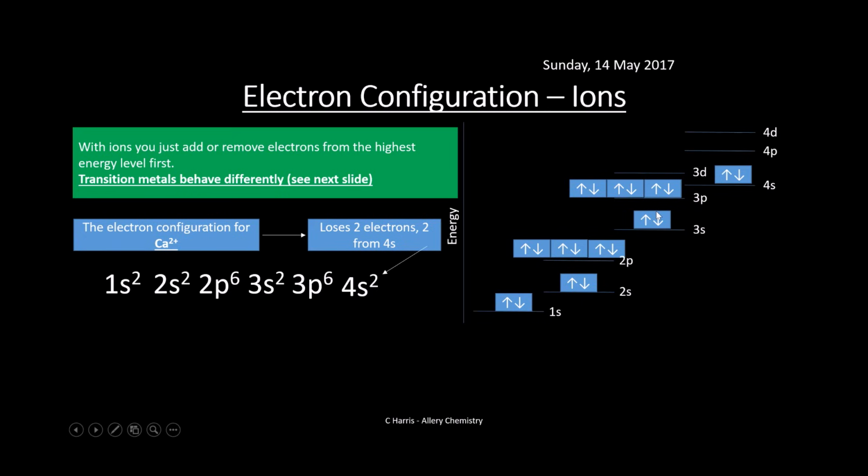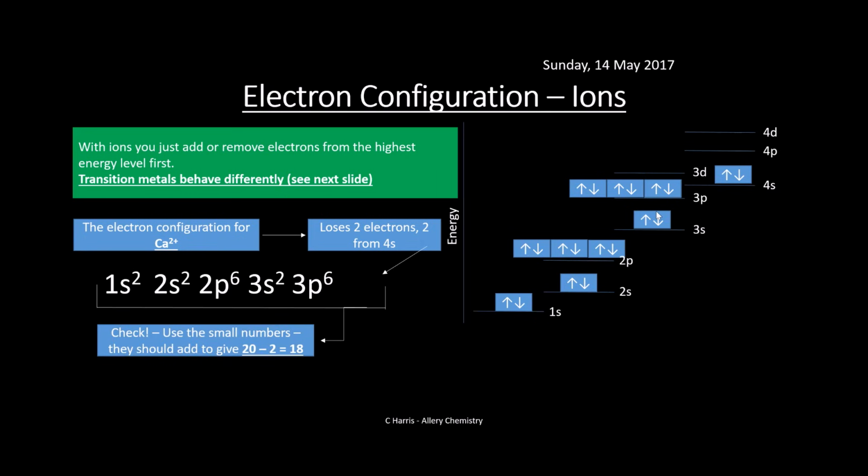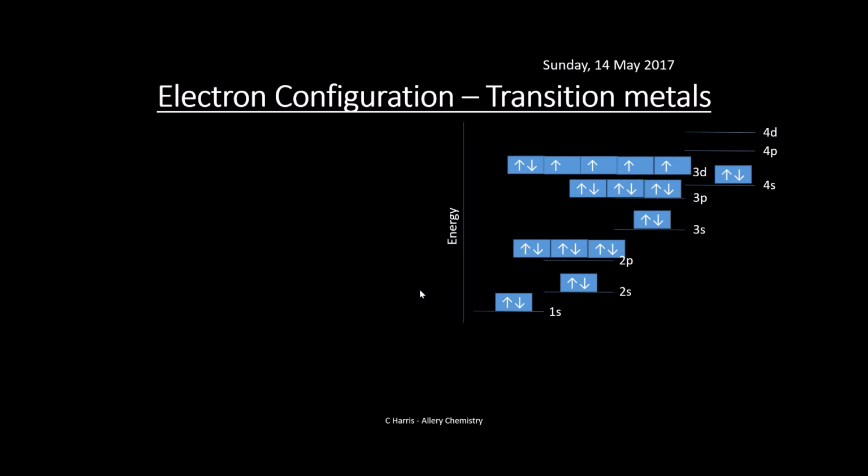So there's the configuration, and what it's going to do is lose that 4s2, as you can see on there, and you can check if you add up all the numbers. You've got 2, 2, 6, 2, and 6. They should add up to be 20 minus 2, because calcium had 20 electrons. We've lost 2, so it should add up to 18. So just check and make sure that happens. So we lose from the 4s. There it goes. Okay, so it disappears, and that is now the energy level diagram for calcium 2+.